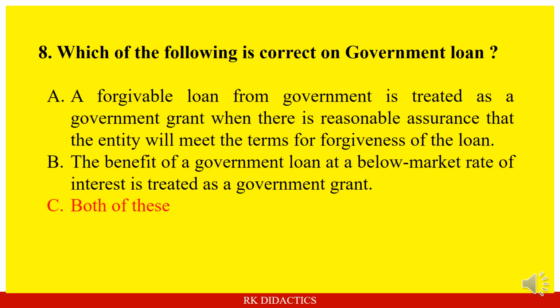both of these. So किसी भी फॉरगिवेबल लोन को गवर्नमेंट ग्रांट के रूप में ट्रीट किया जाएगा जो एंटिटी रीजनेबल एश्योरेंस प्रोवाइड करेगा कि जो टर्म्स ऑफ फॉरगिवनेस ऑफ द लोन है उस टर्म को कंप्लाई किया जाएगा. ओनली आफ्टर दैट कोई भी फॉरगिवेबल लोन को गवर्नमेंट ग्रांट के रूप में ट्रीट किया जाएगा. एंड सेकंड ऑप्शन क्या है? जब कोई एंटिटी गवर्नमेंट लोन का बेनिफिट लेता है बिलो मार्केट रेट ऑफ इंटरेस्ट में, उसको भी गवर्नमेंट ग्रांट के रूप में ट्रीट किया जाएगा. सो आंसर इज बोथ ऑफ दिस.